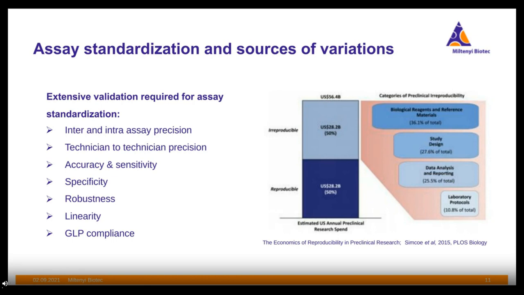The third variability comes from data analysis as well as the way it's reported. 25% of the reason of irreproducibility comes from data analysis. And finally, following a correct protocol in the lab results in 10% of irreproducibility.